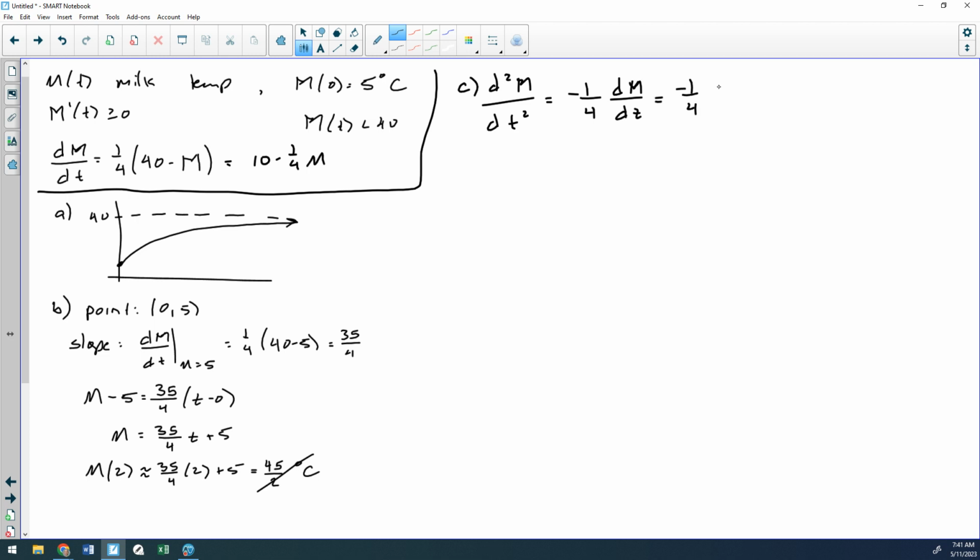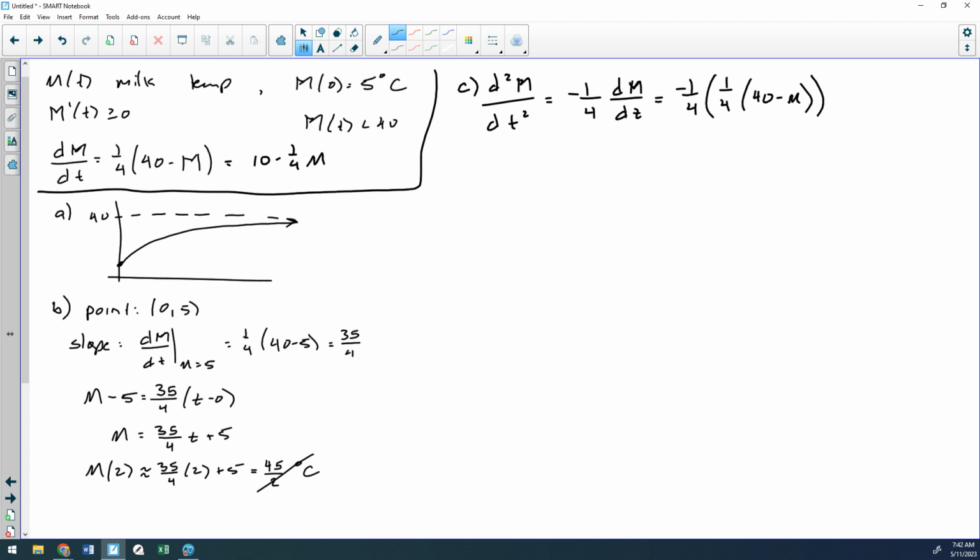So now all we're going to do is replace dm dt with the equation that they gave us. So that's 1/4 of 40 minus m. And there is my expression for the second derivative. Okay, now use the second derivative to determine whether the approximation from part B is an underestimate or an overestimate.